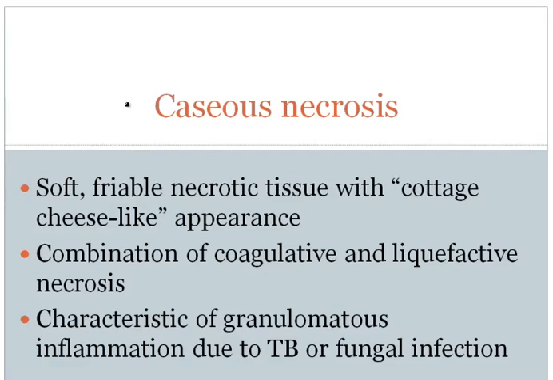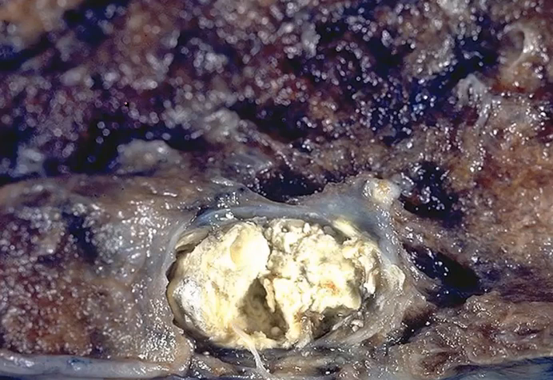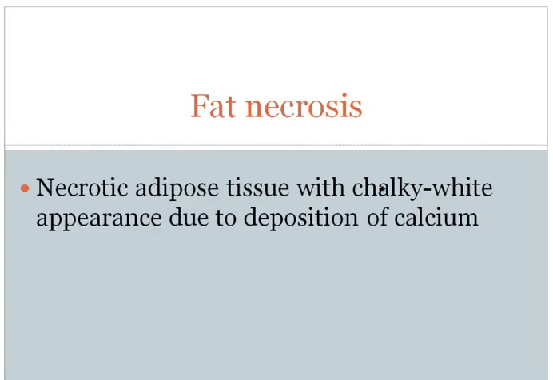The wall of fungus, i.e. fungal infection, or mycobacterium, like TB. So this is really what results in caseous necrosis. It's characteristic of TB and fungal infection, in particular the granulomatous inflammation that's seen with fungus and TB. This is a classic example of caseous necrosis, outlined here in red. This is the white cottage cheese appearance of caseous necrosis.